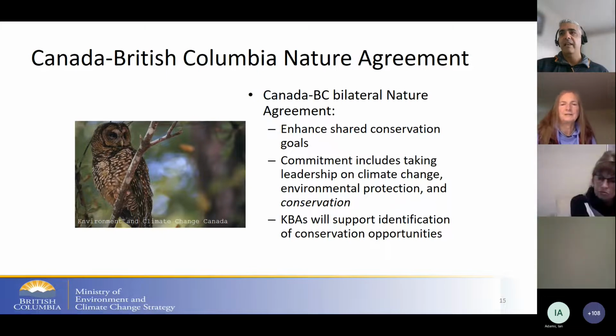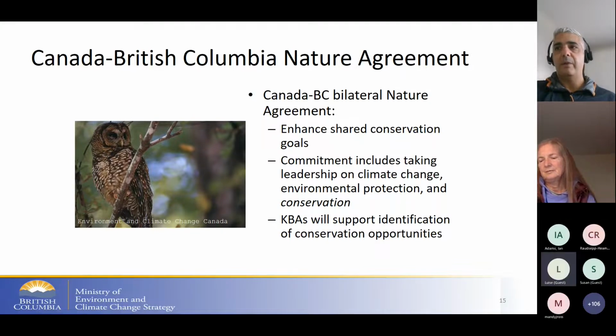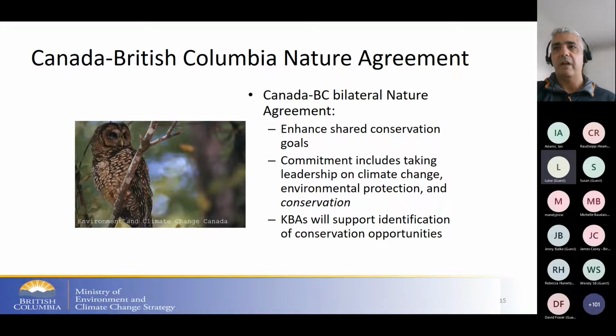So in addition to a suite of other tools and programs, specifically for KBAs, knowing where existing and proposed KBAs are will support the identification of strategic conservation opportunities and priorities within the province. And we believe this will align well as a shared conservation goal of the federal government.